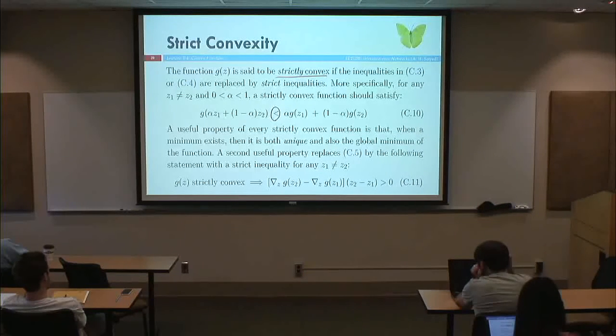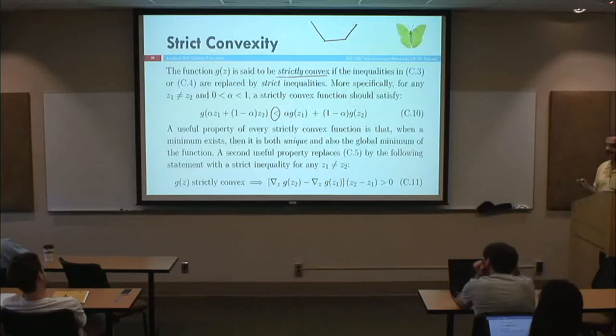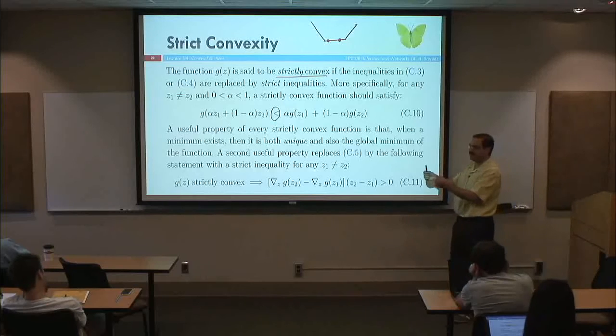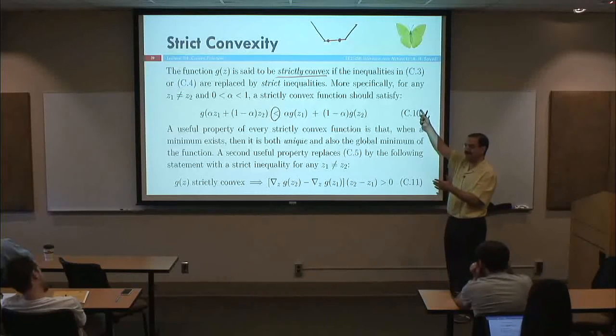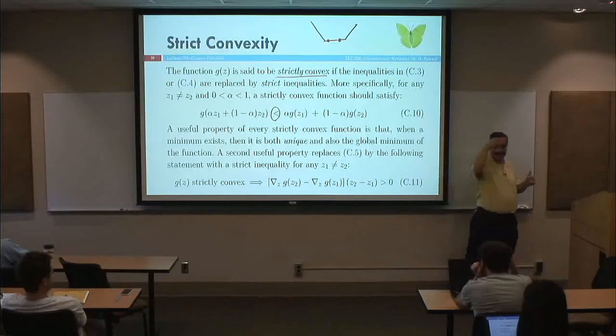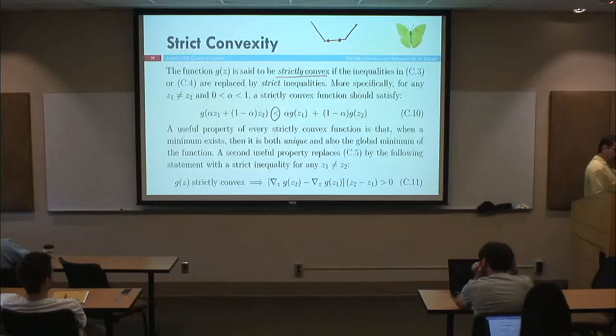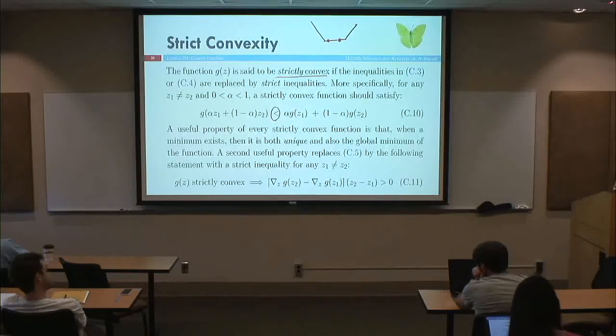Okay, so for example, is a function like this strictly convex? If I pick, for example, this point and this point, the segment connecting the values of the function will be exactly that segment. And so this is not strictly convex, it is convex, but not strictly convex. So that's the definition of strict convexity.